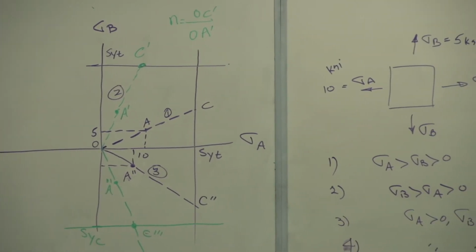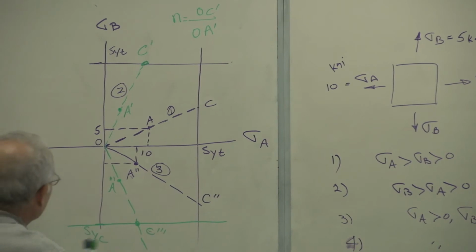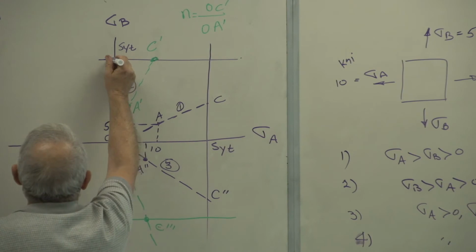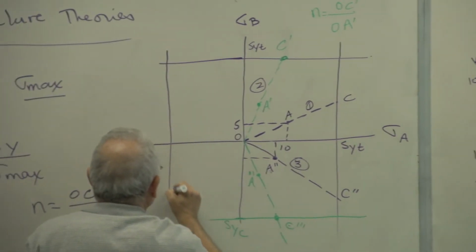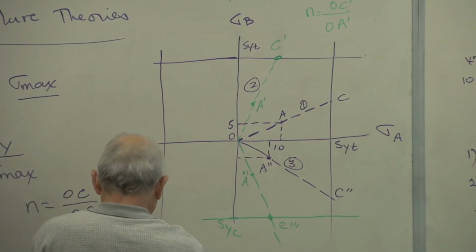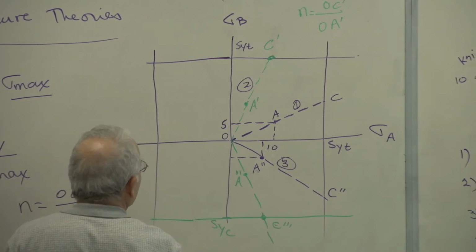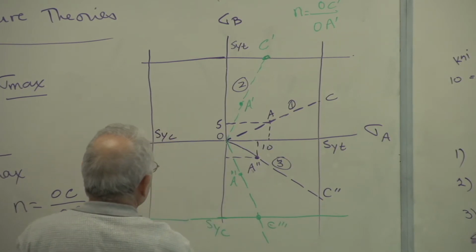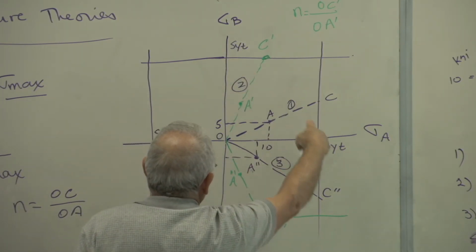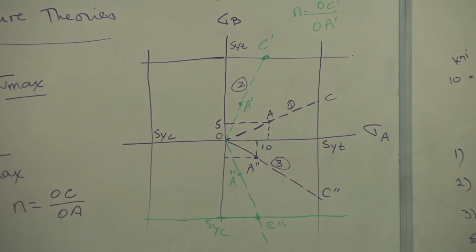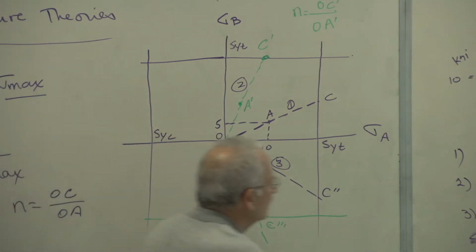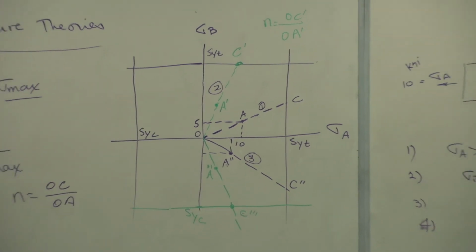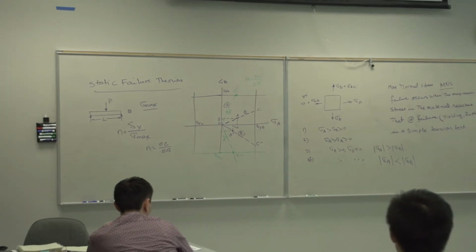Now we can go to the other side, say sigma B is negative, sigma A is positive, and all of that. The upshot of the whole thing is that we get an area like this. This is SYC. That's SYC, that's SYT, that's SYT. To redraw this, because I want to use it with some other failure theories as well, it looks like this.